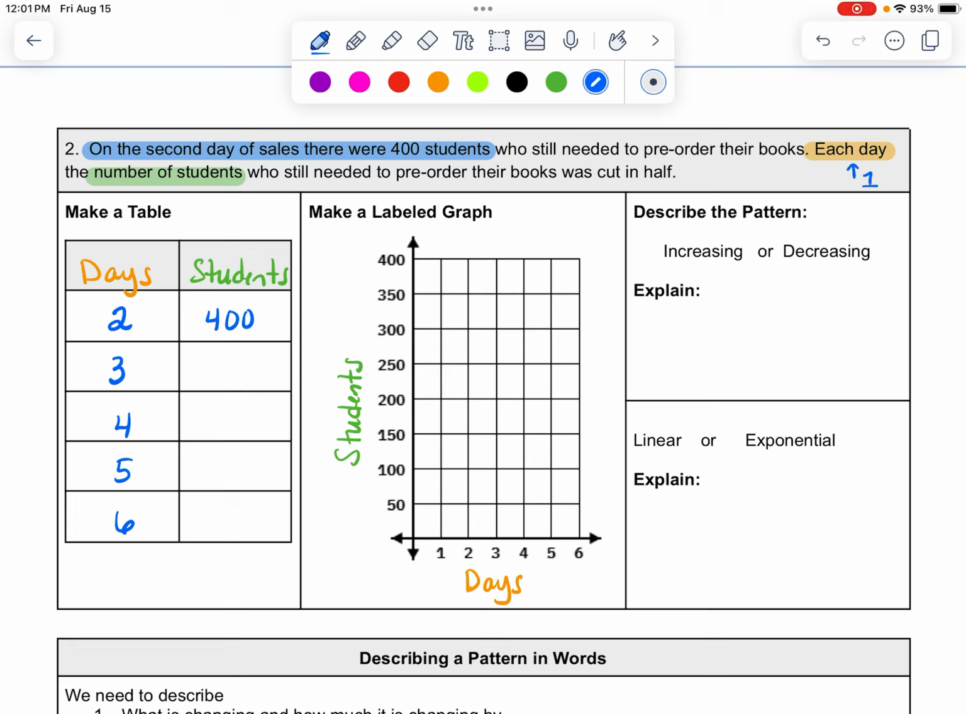I also need to figure out a pattern word. It says here that the number of students who need to pre-order their books was cut in half. One of our vocab words said that half means divide by 2. So I'm going to have 200, 100, 50, and 25. Now I'm going to go ahead and make my graph. So 2, 400, 3, 200, 4, 100, 6, 25. Again, this is going to be a curve.